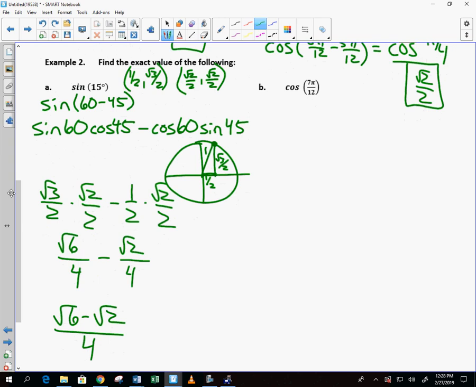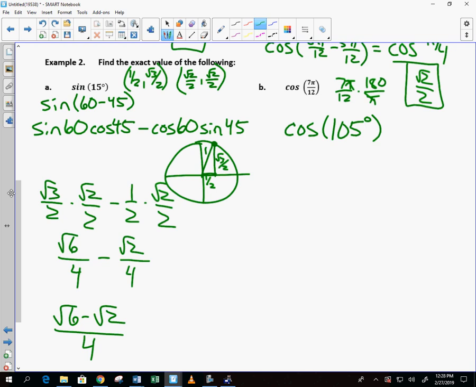Cosine and radians. Let's get rid of the radians. Do you remember how to convert from degrees to radians or radians to degrees? Yep. So I get 7 pi over 12 times 180 over pi. They cancel. 180 divided by 12 is 15. 15 times 7 is 105. Get the cosine of 105 degrees.